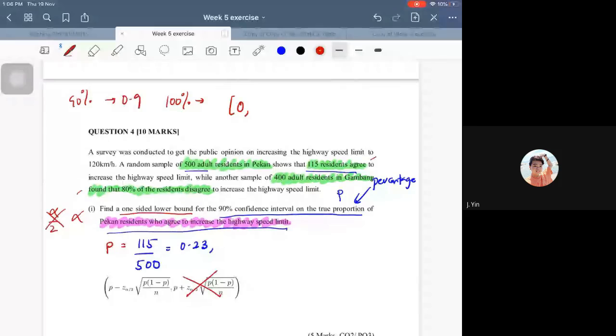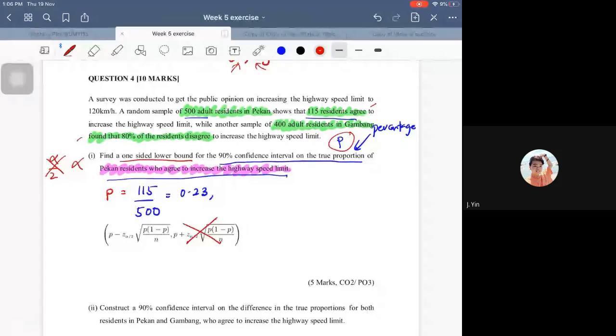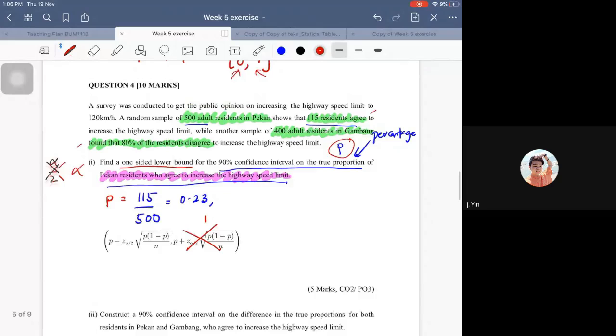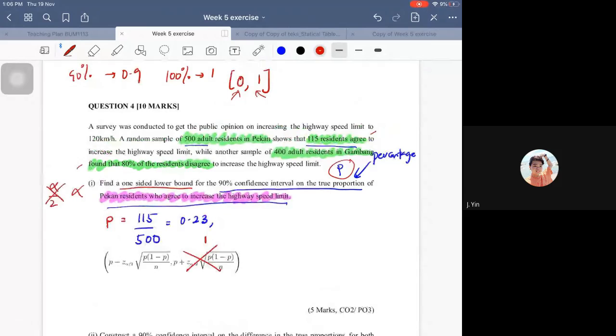But 100% means it's going to be 1. So that is why, when we're talking about proportion, the lowest value is 0 and the highest point is going to be 1. So for this case, we are going to put 1 as the upper bound. It's not going to be infinity, but a value of 1, because chance cannot be a value of infinity. We cannot say that we have infinity chance. No, the highest will be 100% chance, so that's going to happen for sure.